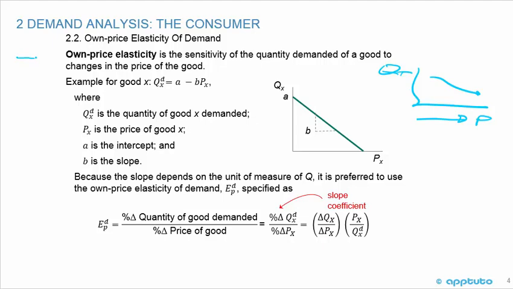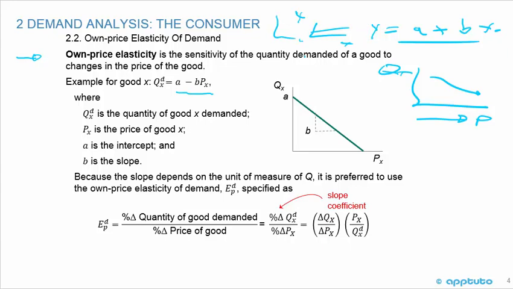So own price elasticity is the sensitivity of the quantity demanded of a good to changes in the price of a good. So for example, for good X, the quantity demanded X equals A minus B times PX, okay? You can see that's the slope of a line. If it's an upward sloping line, we know it's, just going back to the y-axis and the x-axis, y equals A plus BX, okay? So we should be maybe familiar with that if we know the equation for the slope of the line.